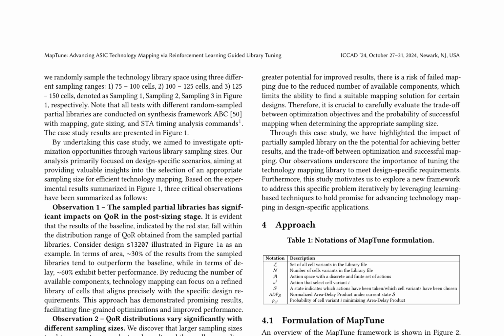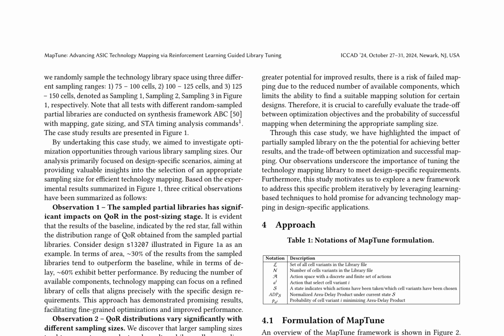In their case study, they explore the impact of partial library sampling on quality of results, QoR, in technology mapping. This investigation involves randomly sampling the technology library space using 3 different ranges: 75 to 100 cells, 100 to 125 cells, and 125 to 150 cells. The results, as presented in Figure 1, demonstrate that the sampled partial libraries significantly influence QoR in the post-sizing stage. Larger sampling sizes tend to produce more clustered results, while smaller sampling sizes reveal greater potential for optimization.